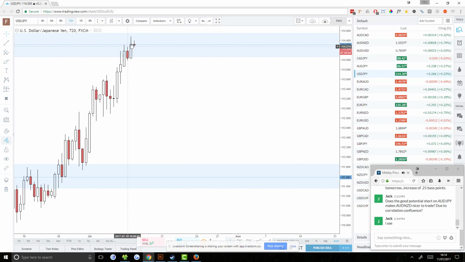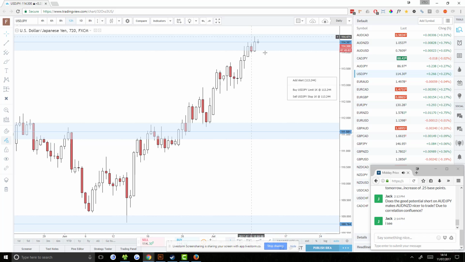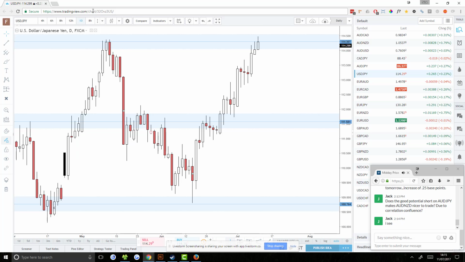But today, we're getting indecision again. So it's clear that price is stalling here. Sellers just didn't have enough power to push price down yesterday, but that doesn't mean that it's not going to happen today.